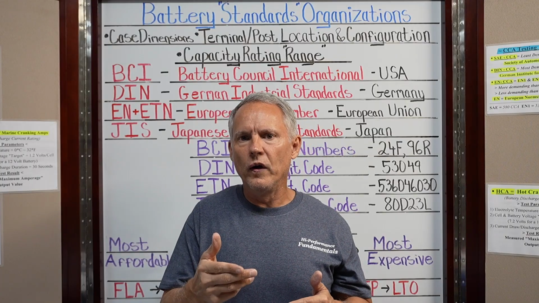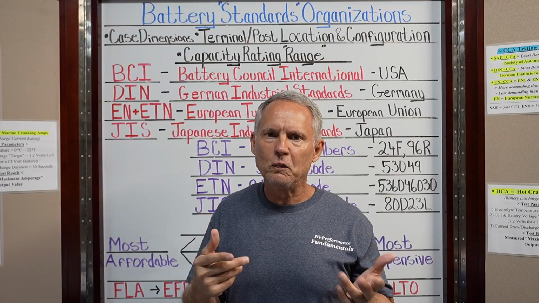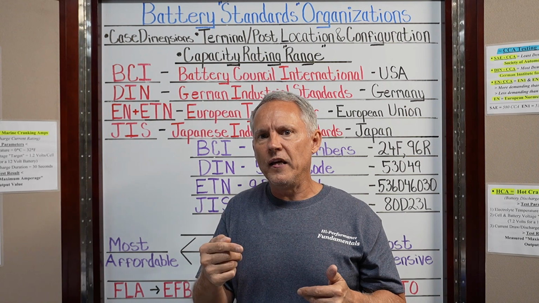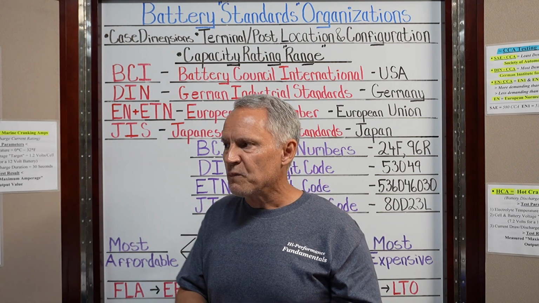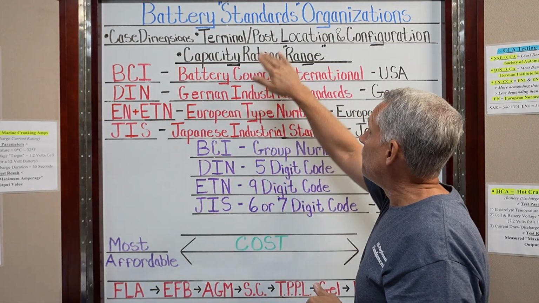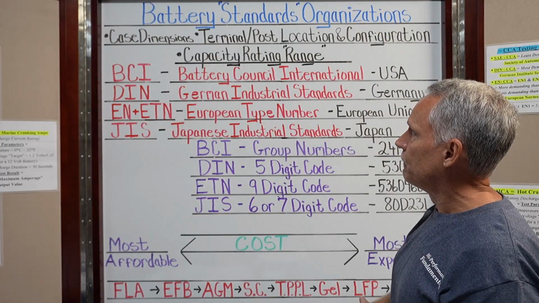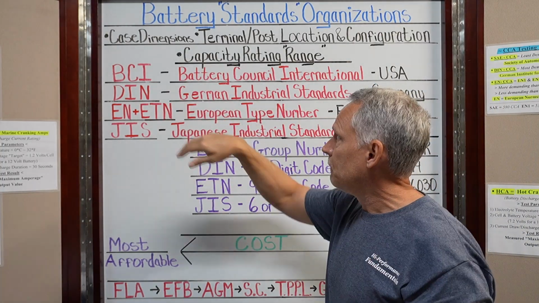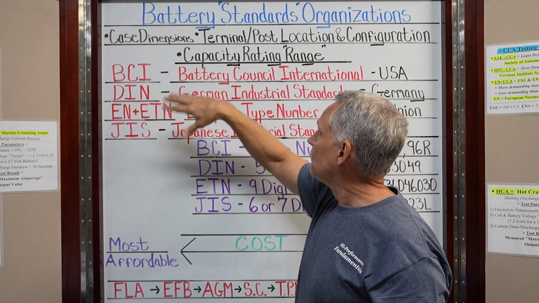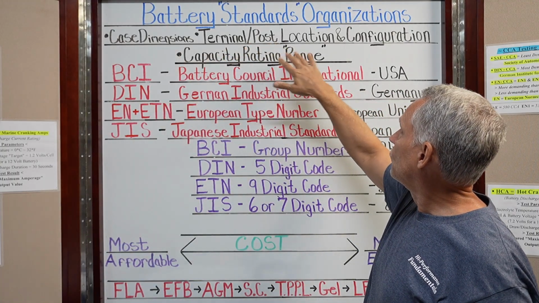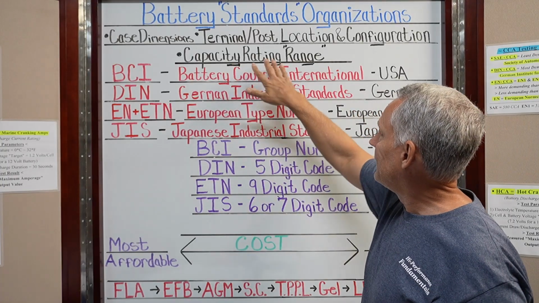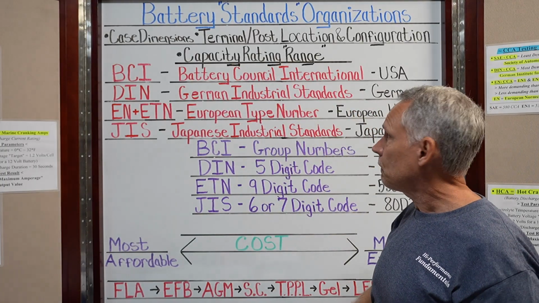I'm going to explain a little more, not so much why you need to know of the different organizations, but why they exist and how they differ, okay? So, to start with, battery standards organizations. What they are all about is standardizing your battery case dimensions, terminals and post location and configuration, like I said, and capacity rating ranges.